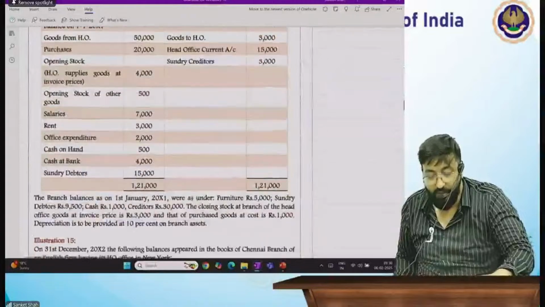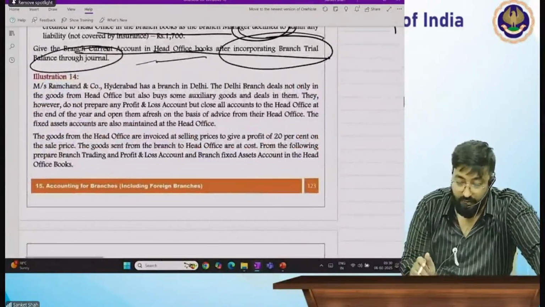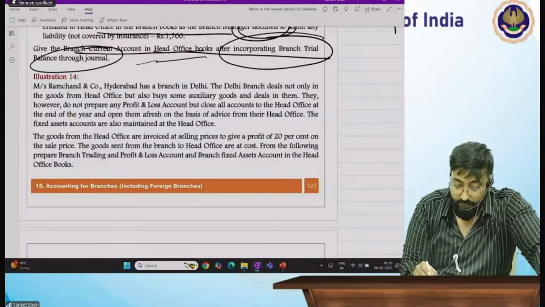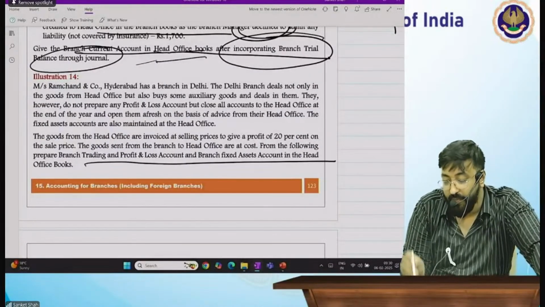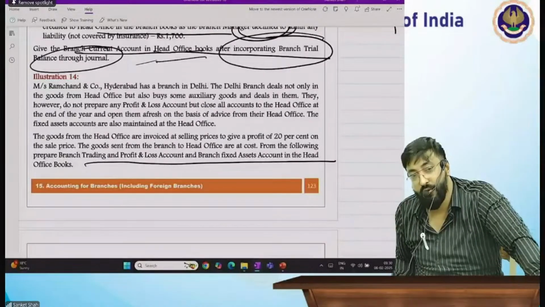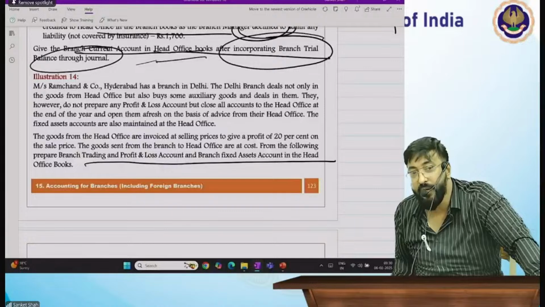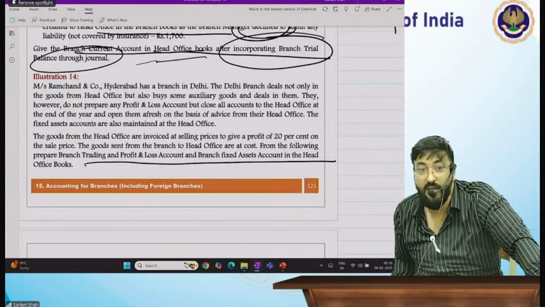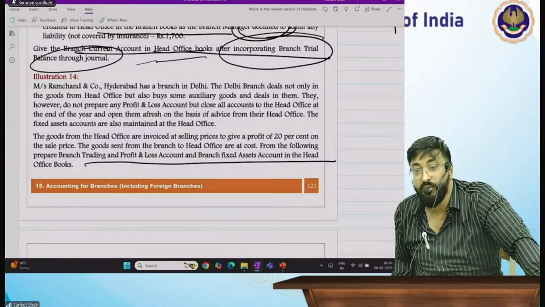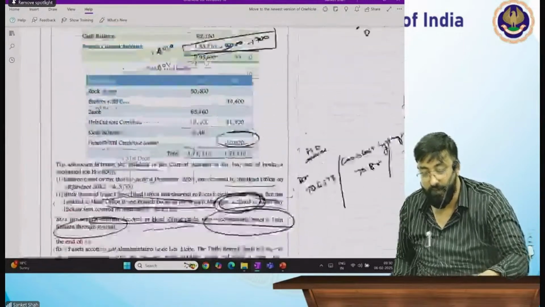And in question number 14, what is asked? Prepare trading and P&L and branch fixed assets in the head office books. So the whole trial balance is again transferred to HO. If HO is preparing the trading and P&L of the branch, it means a columnar format or the trial balance is transferred. So you have to complete this question also, number 14.